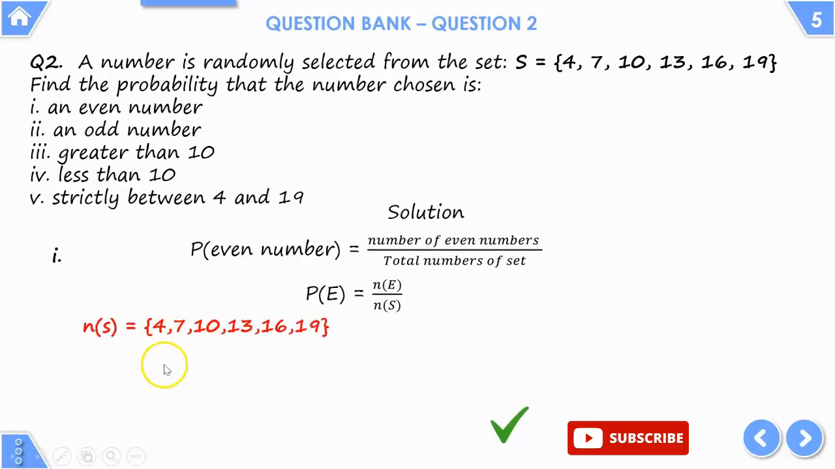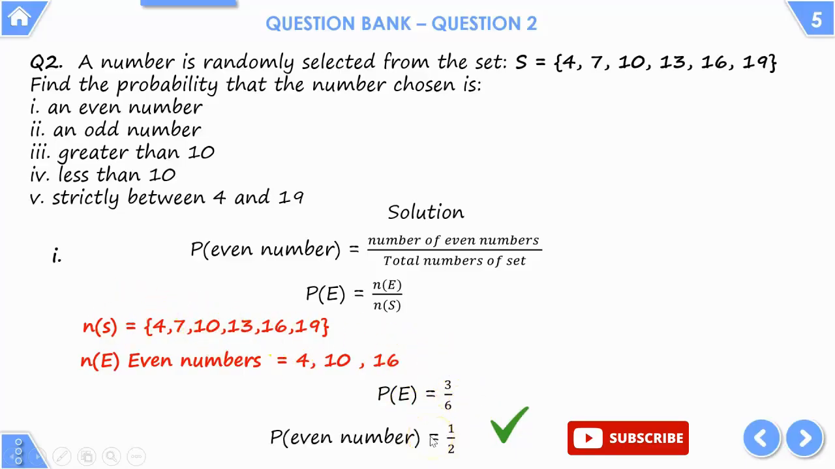Let's find the even numbers there. These are the total sample points. The even numbers are 4, 10, 16. And then that gives us 3 out of 6. 1, 2, 3, 4, 5, 6. 3 out of 6. And then we have our final answer to be 1 out of 2.